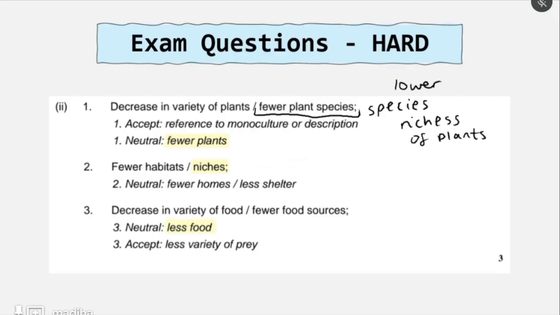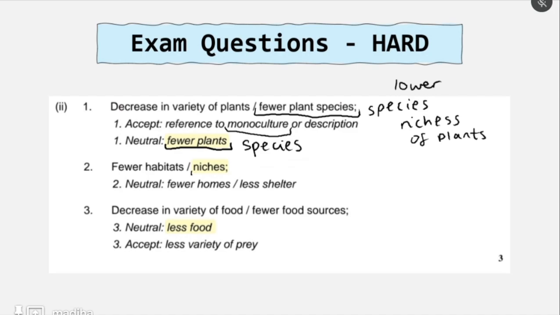They say accept reference to monoculture. Again, I don't know why you'd say monoculture instead of fewer plant species. Just say fewer plant species. Neutral is fewer plants, because like I said, be specific, say species, because they may not give it to you if you just say plants.